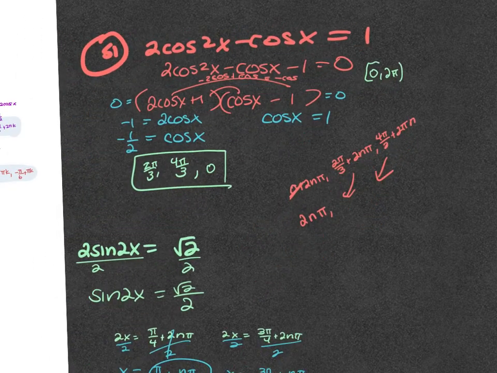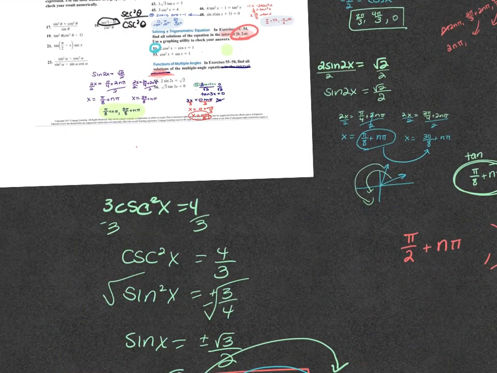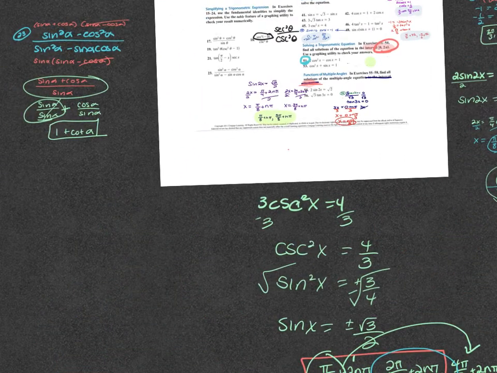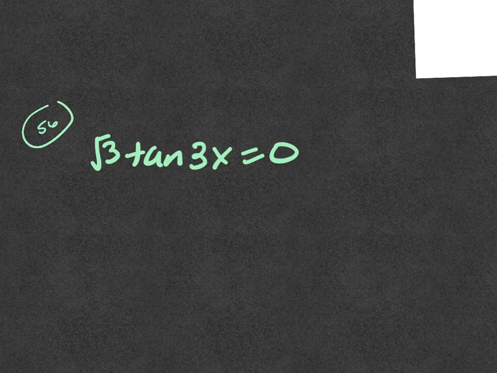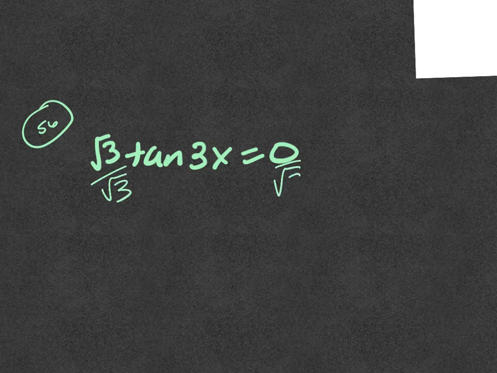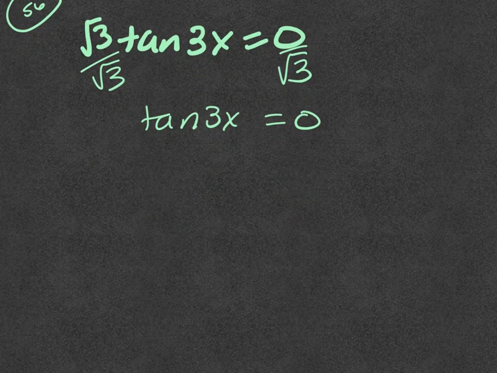Can you also do 56? Mm-hmm. 56. And I got the answer, but then your answer was like a little bit different. Okay, so 56 was that tangent? Oh, root 3 tangent 3x equals 0. Right? Yeah, 56. So first thing I've got to do is divide both sides by root 3. And I get tangent of 3x equals 0. Right? So tangent is 0 at 0 plus n pi.